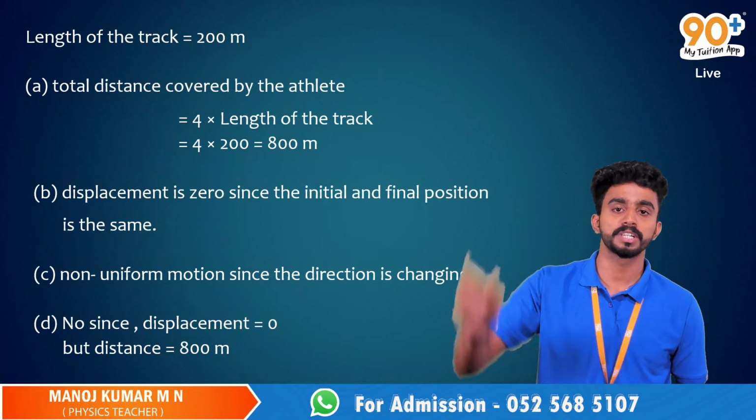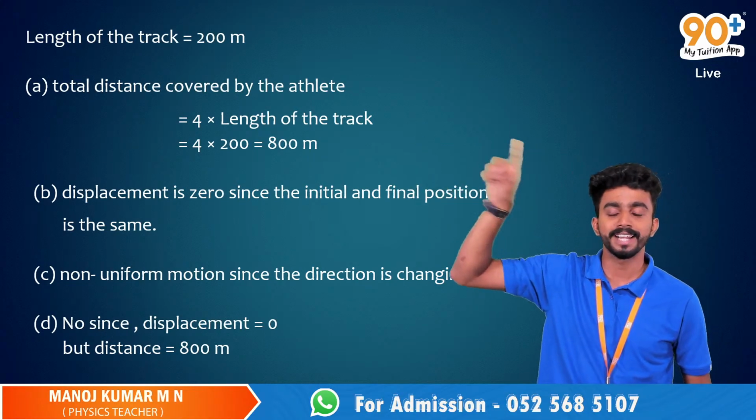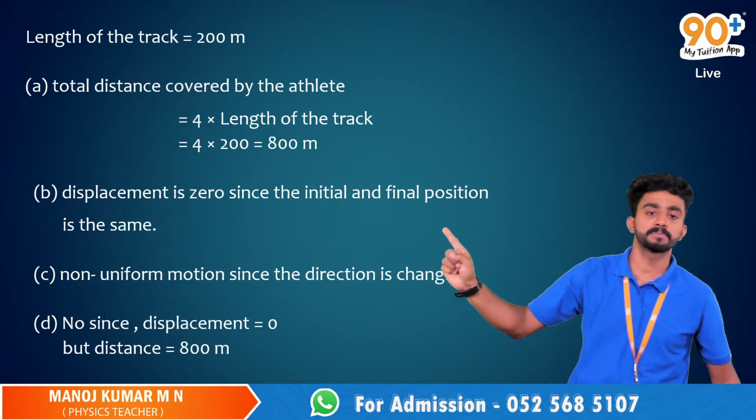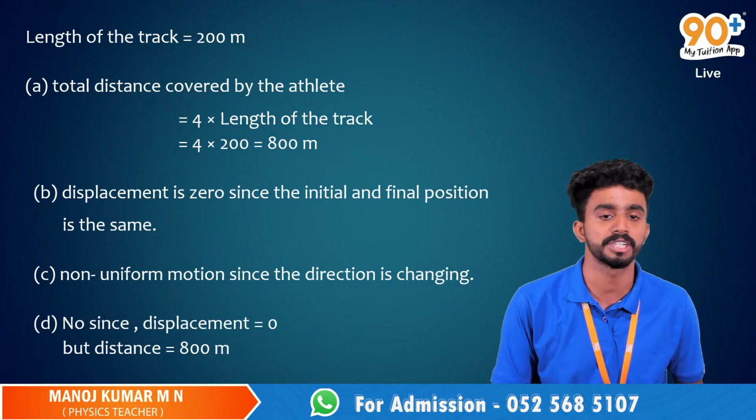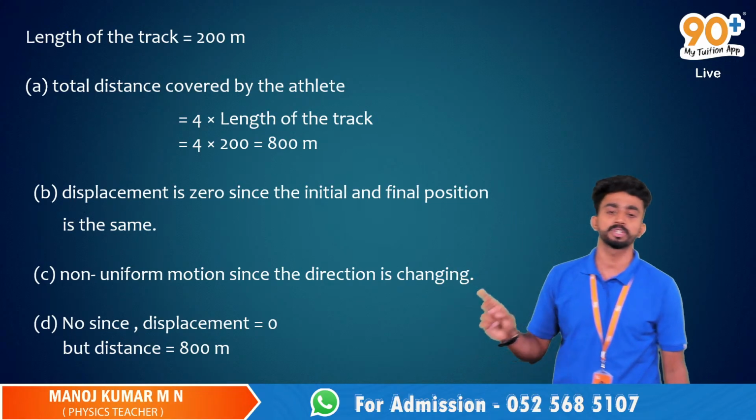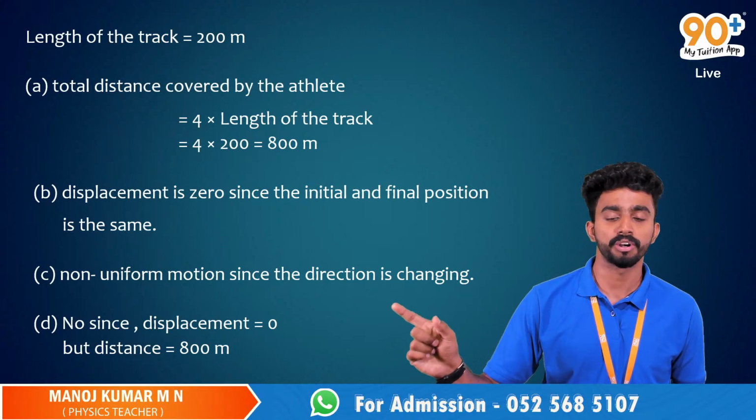So with respect to the question, the length of the track is given. The athlete has done 4 rounds, so he has covered 4 into the length of the track, which is 800 meters. Now the displacement is 0 since the initial and final position is the same. It was asked whether it is uniform motion or non-uniform motion. Since the direction is changing, it is non-uniform motion.